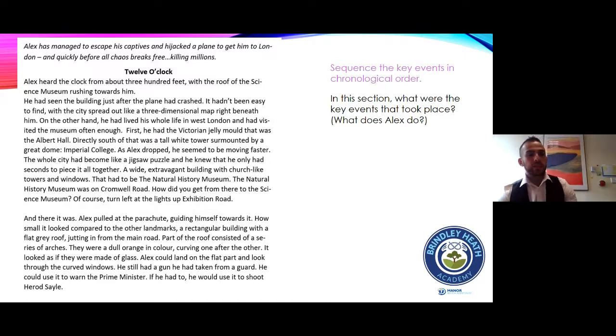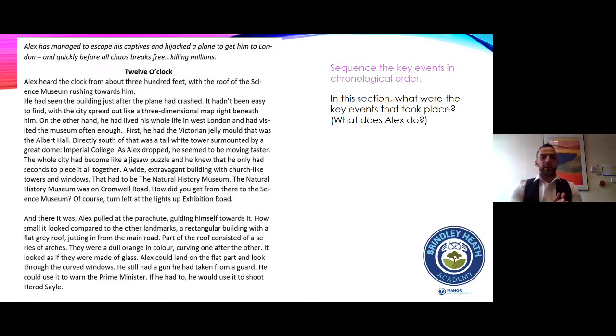How small it looked compared to the other landmarks. A rectangular building with a flat grey roof jutting in from the main road. Part of the roof consisted of a series of arches. They were a dull orange in colour, curving one after the other. It looked as if they were made of glass. Alex could land on the flat part and look through the curved windows. He still had a gun he had taken from a guard. He could use it to warn the Prime Minister. If he had to, he would use it to shoot Herod Sale.